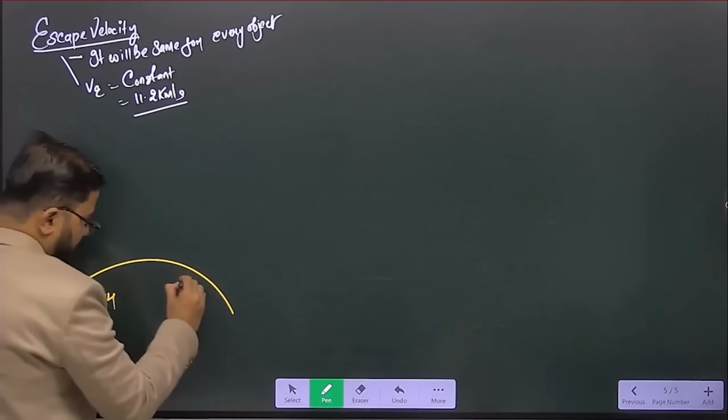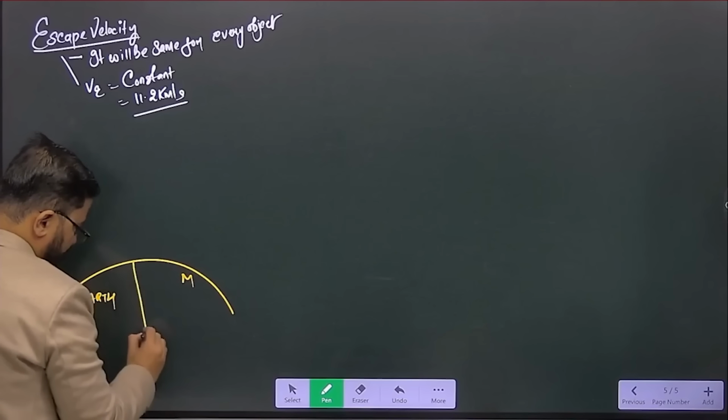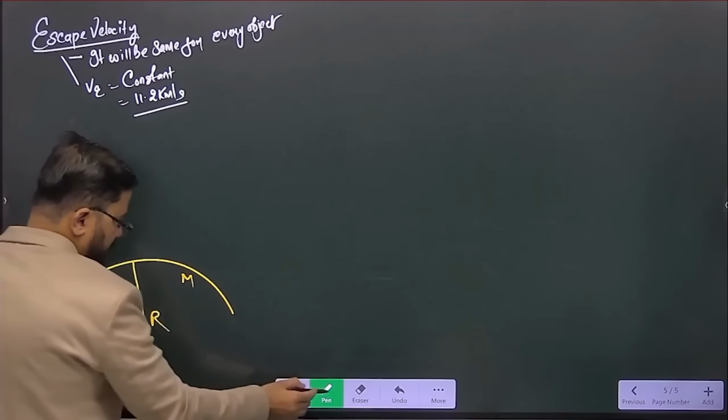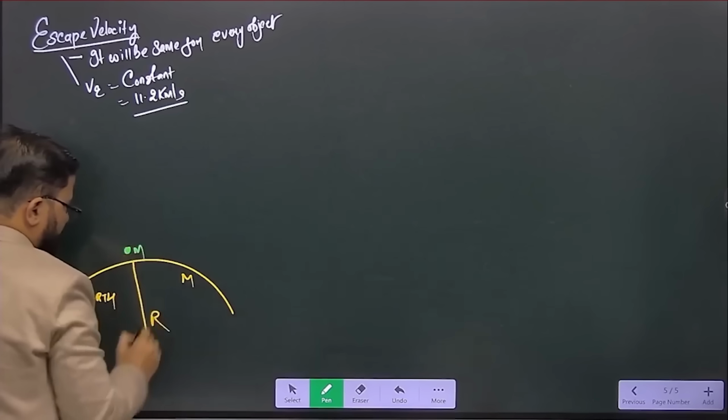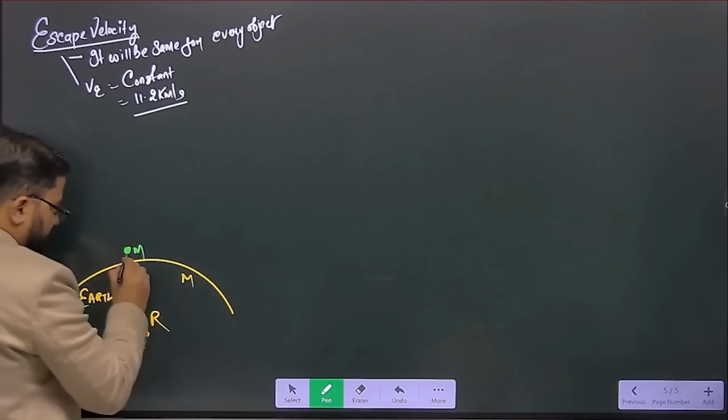Earth's mass is M. The radius of the Earth is R. Consider a particular body, okay, this is a particular body, that is at a small height h.